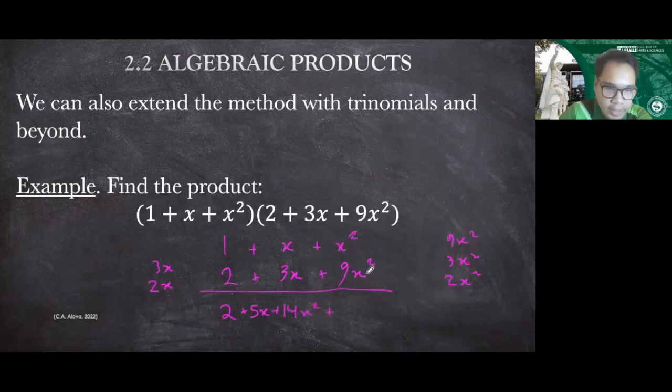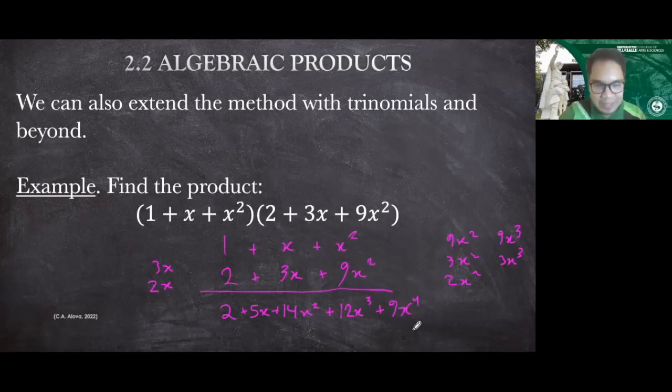Plus crosswise again, 9x squared times x is going to give us 9x cubed, plus the product of 3x times x squared, that's going to give us 3x cubed. So that's going to give us 12x cubed. And then lastly, vertically, x squared times 9x squared is going to give us 9x to the 4th. So that is our answer: 2 plus 5x plus 14x squared plus 12x cubed plus 9x to the 4th. Now that is one line, everybody. We don't need to have different lines.